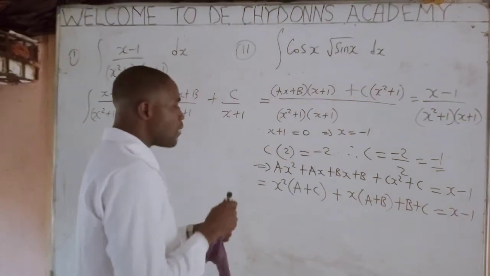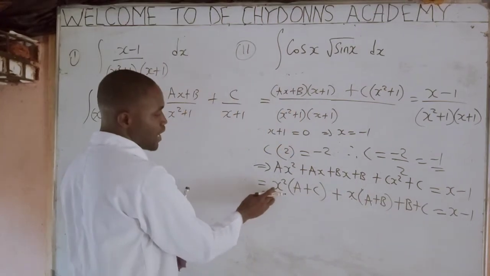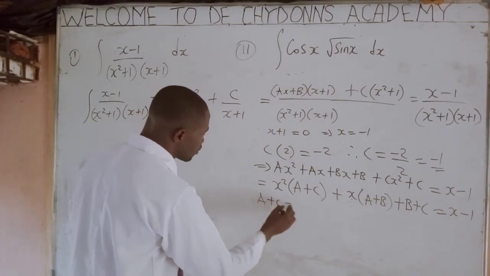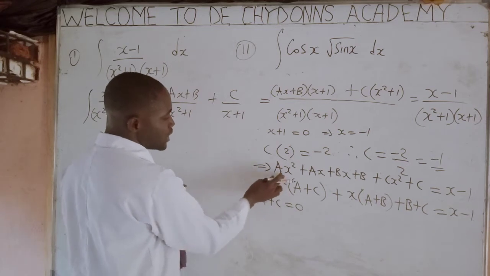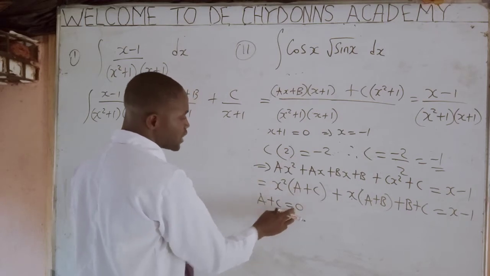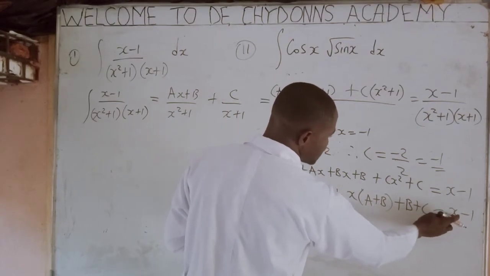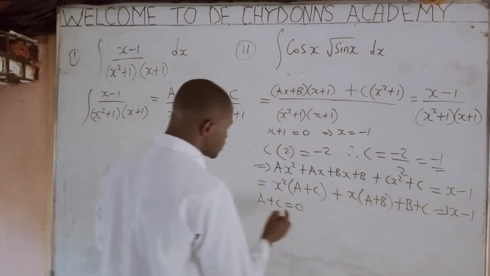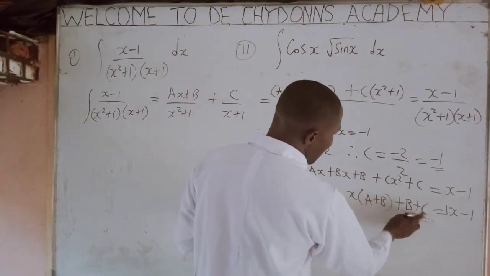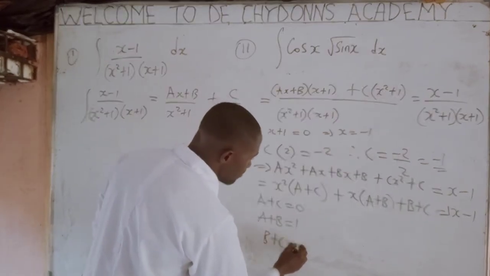Then comparing their coefficients, here I have x squared. Do we have x squared on this side? No. So a plus c equals 0, because there is no x squared here. Then here a plus b has x. Do we have x here? What is the coefficient? 1. So a plus b equals 1. This one does not have a letter, so we say b plus c equals minus 1.